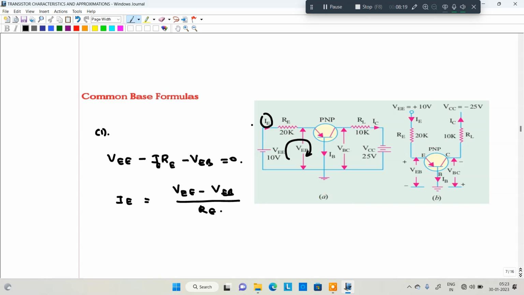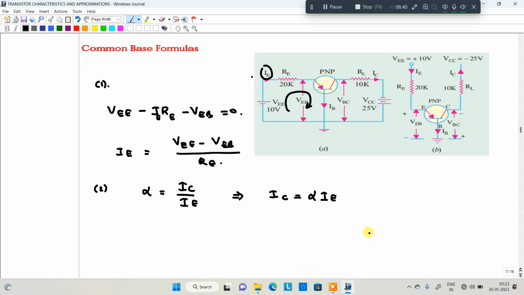After that, the second formula will be base current. Once you know emitter current, alpha definition. Alpha is equal to IC divided by IE. From that, IC, collector current, is equal to alpha times emitter current. This is the second formula for the common base configuration.